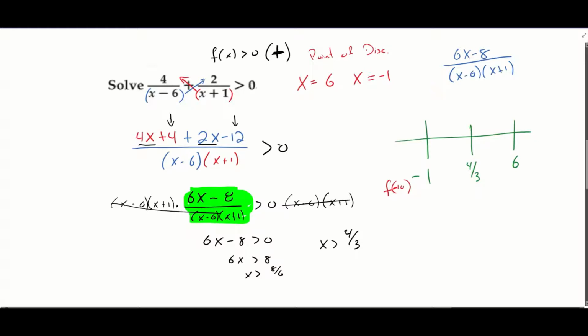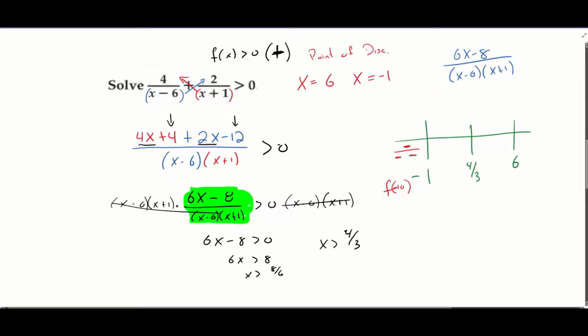Again, we're not really worried about the actual value. We just want to know whether it's going to end up positive or negative, right? So here we go. If I plug in -10 in here, I have -60 minus 8. That's negative on the numerator. And then at the bottom, -10 minus 6 is definitely negative. -10 plus 1 is still negative.